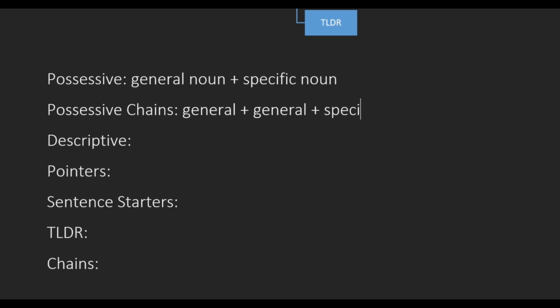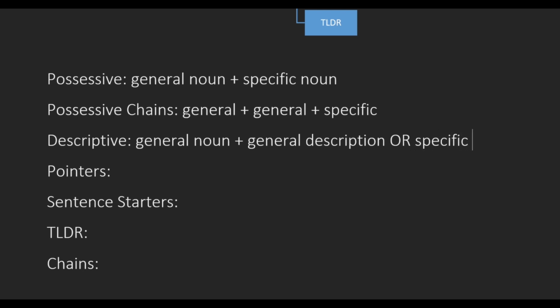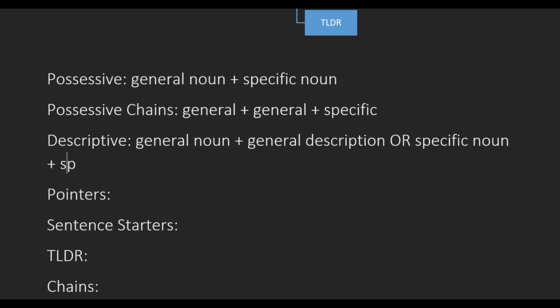Okay, what about descriptives? So either a general noun plus a general description, or a specific noun plus a specific description. And how would we say that concisely? Either both words are general or both are specific. We can just say they'll match, right? They'll match in specificity. So general noun plus general description, or specific noun plus specific description.